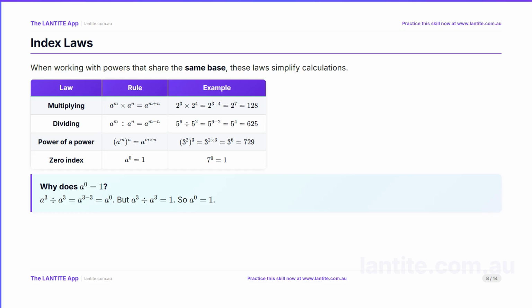This makes sense, because a cubed divided by a cubed is 1, and using the division law, it's a to the power of 0.